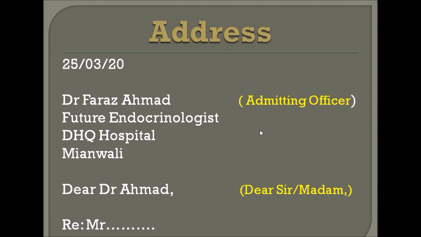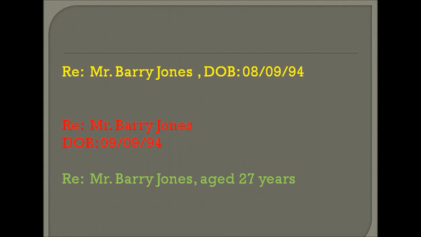If the doctor's name isn't given, you have to write Admitting Officer at the start, and you will write here: Dear Sir or Madam. Okay, then you will go to the reference. Remember one thing more, leave a space here also. Then you will write reference of patient, reference Mr. Barry Jones, date of birth like this.